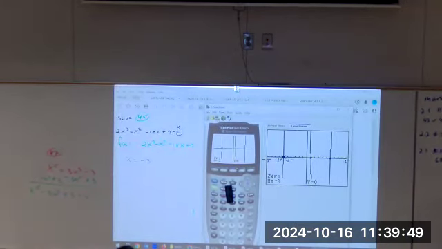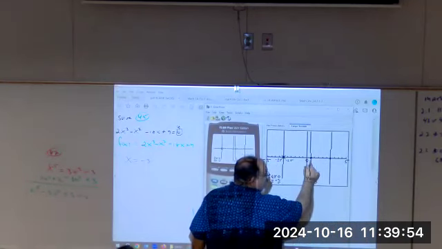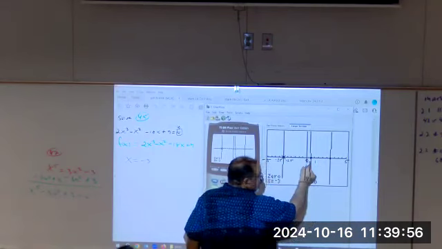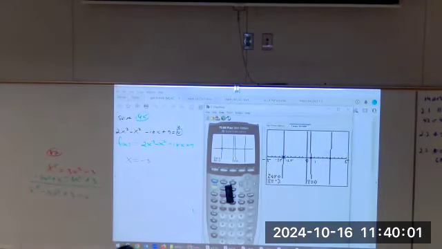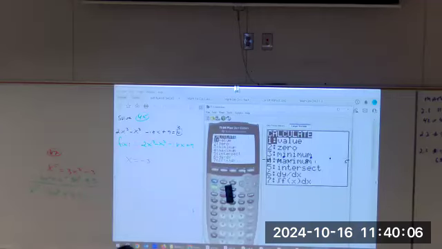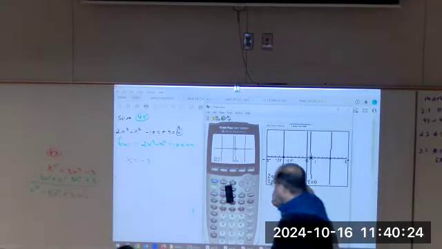And then the next one, right here, X is 0.5, and then here X is 1. So I'm going to have to look in between 0 and 1. Same thing, second, calc. Option number 2 is find the zero. I want you to look between on the left, 0. On the right, 1. And no, I don't want to guess. And it happens at 0.5.